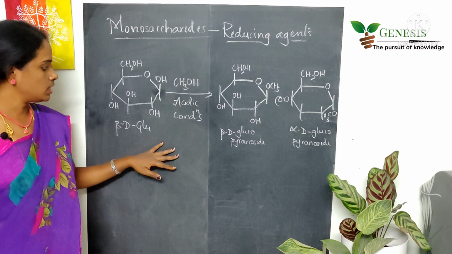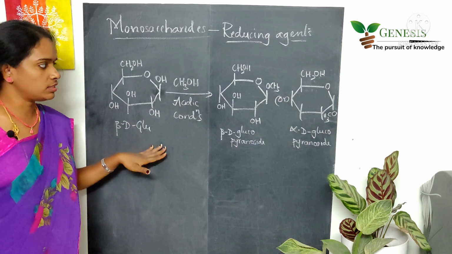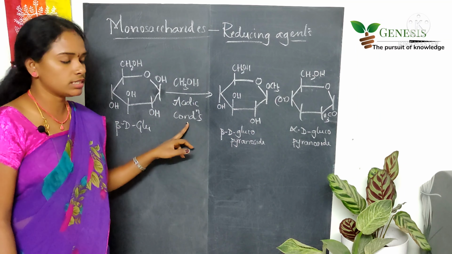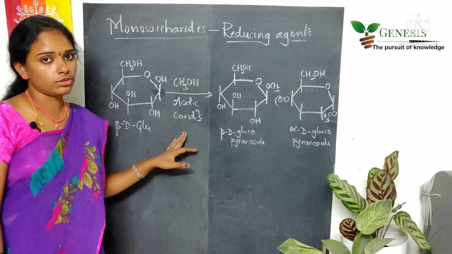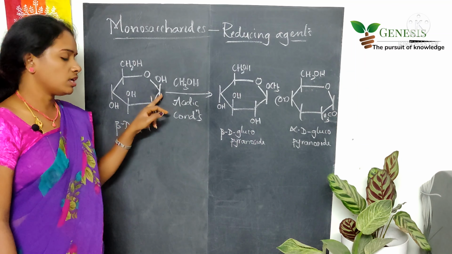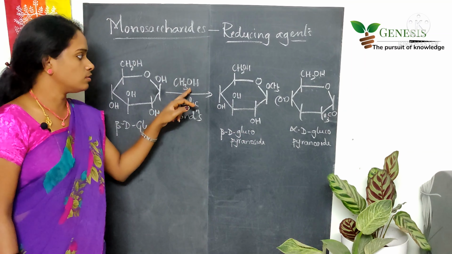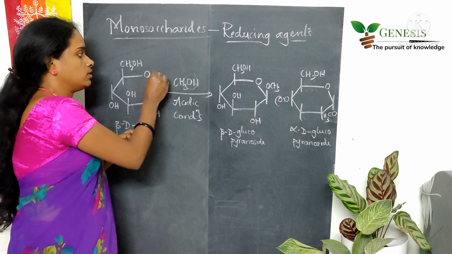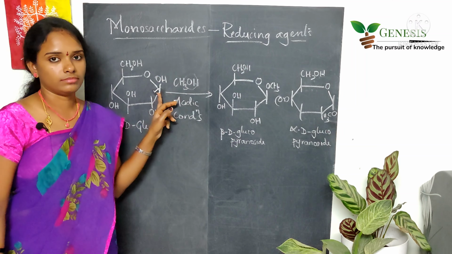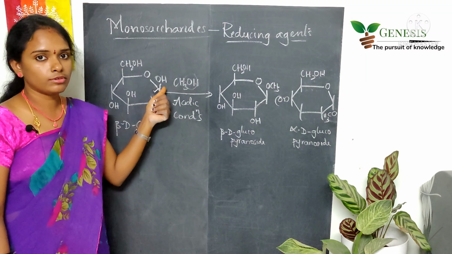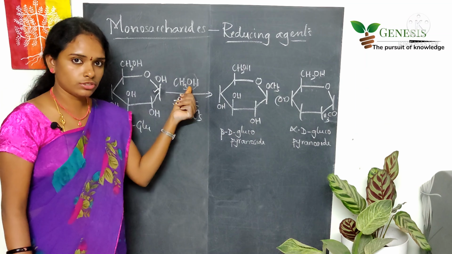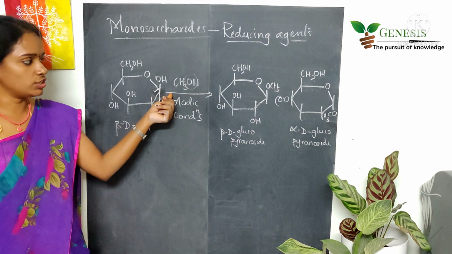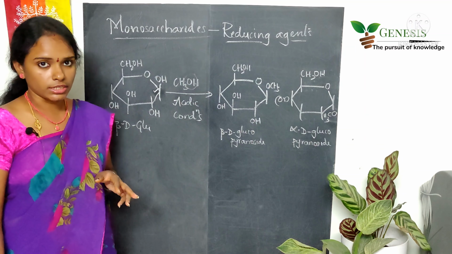Coming to this case, here beta-D glucopyranose reacts with methanol, CH3OH, in acidic conditions. Now this methanol reacts with the carbonyl carbon, that is, the oxygen of this OH forms a linkage with this carbon. So the first carbon of glucose and the oxygen of the OH group in the methanol form the linkage. That linkage is called an O-glycosidic linkage.